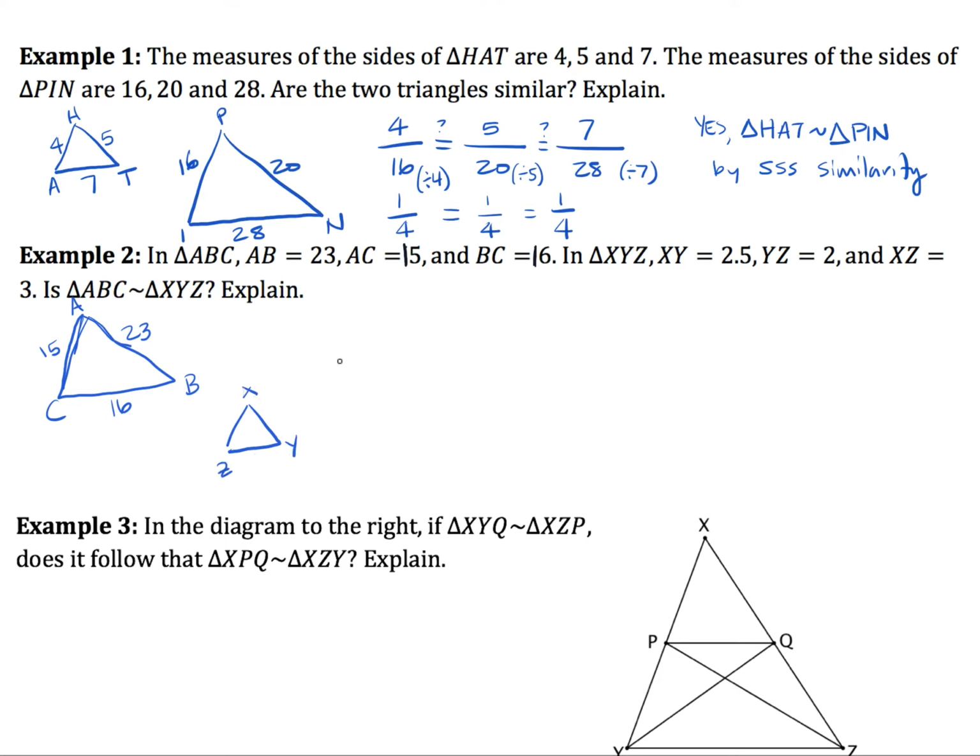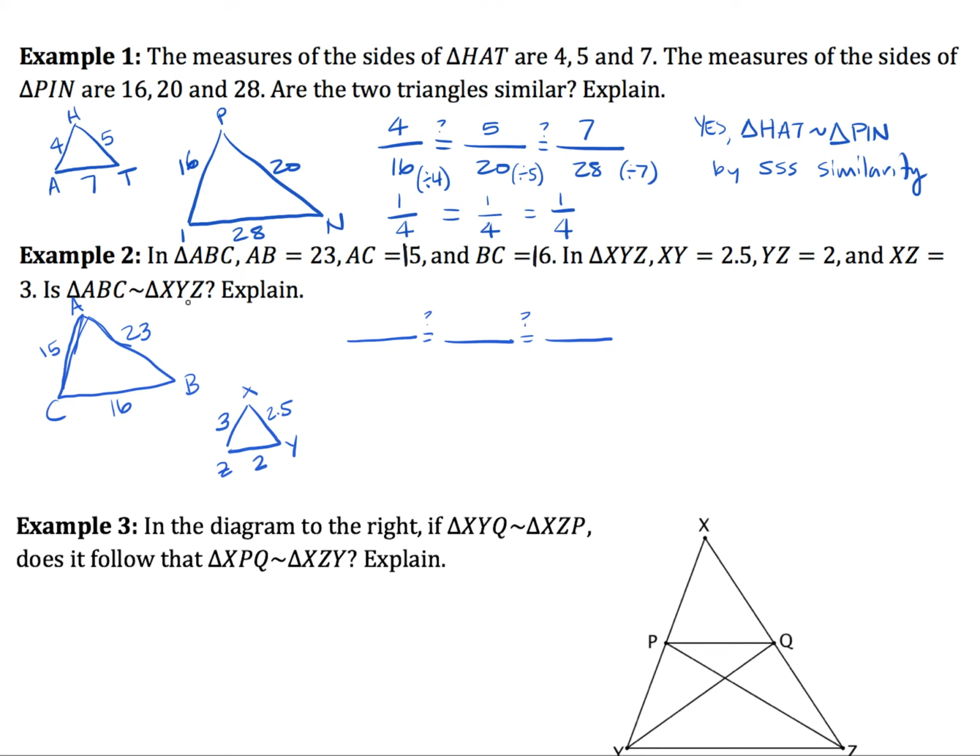XYZ, where segment XY is 2.5, segment YZ has a length of 2, and segment XZ has a length of 3. And again, we don't know anything about angles, so we're not going to be checking side angle similarity, but since we know all 6 side lengths between these two triangles, we can check side similarity. So what we're going to do is set up our 3 ratios of corresponding sides and check, are they equal to each other. So again, in this case, it does give me a specific similarity that I'm supposed to check.